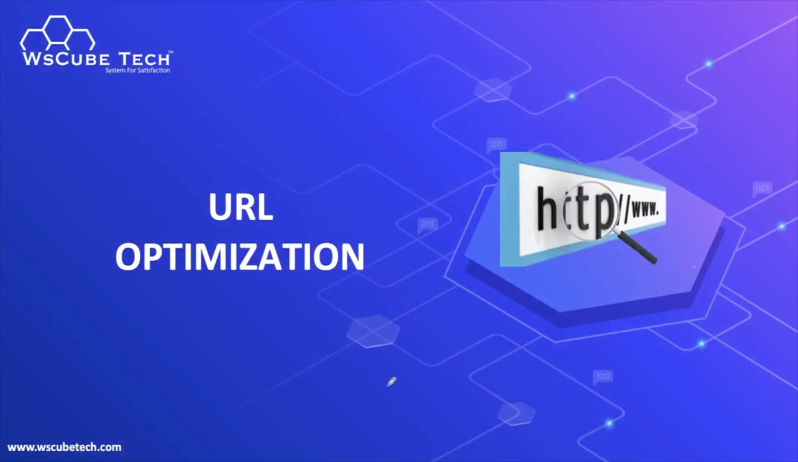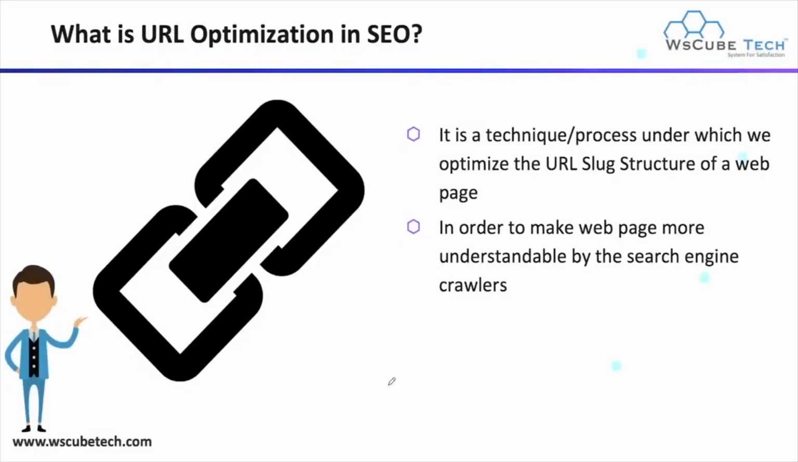So in this video, I'm going to talk about URL optimization. In this video, we will learn what a URL is and how you can do URL optimization in your WordPress website. So let's start with a brief definition of URL optimization. URL optimization is a technique or a process under which we optimize the URL slug structure of a web page in order to make your web page more understandable by the search engine crawler.